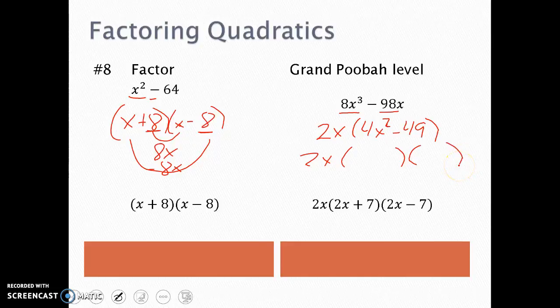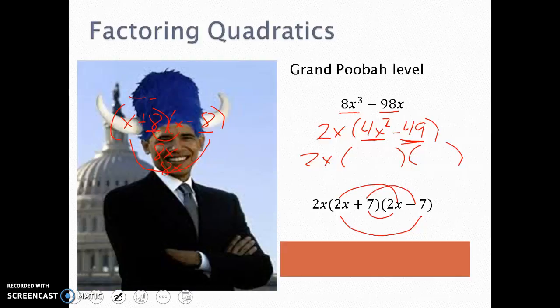I can take 2x and factor this. Let me just show you this. The 2x times 2x gives me 4x squared. Positive 7 times negative 7 gives me negative 49. And I would have a 14x and a negative 14x, which cancels themselves out. And so the correct answer here would be 2x times 2x plus 7 times 2x minus 7. And if you've done that, you've reached the grand poobah level.